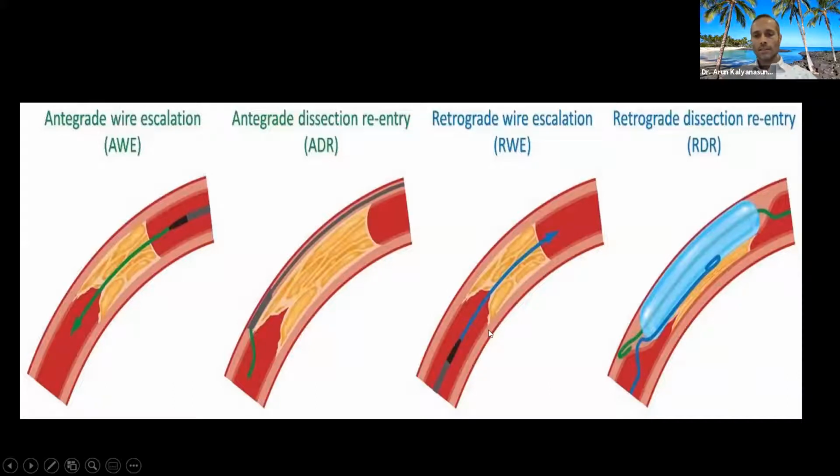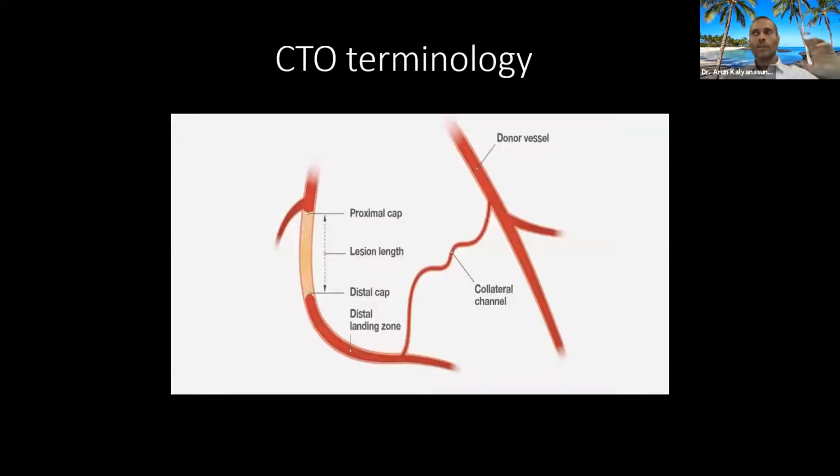Retrograde wire escalation is the opposite direction, but you're still staying intraplaque. Reverse CART or retrograde dissection reentry is where, once again, you're in the vessel wall, but you go primarily retrograde, and there are various permutations and combinations thereof. So before we get into the brass tacks, a couple of things.